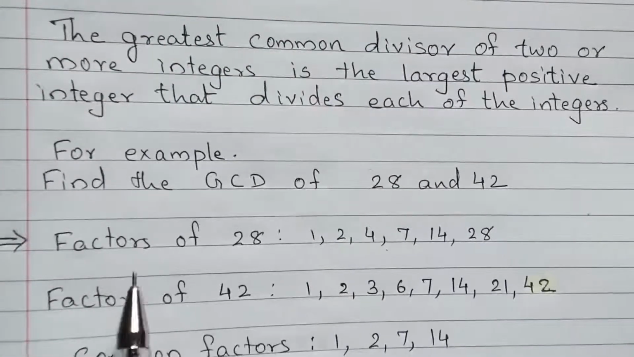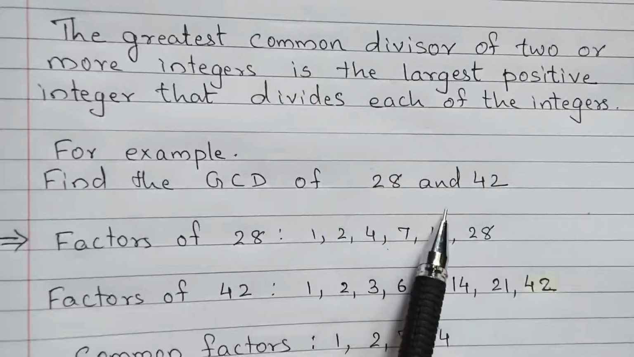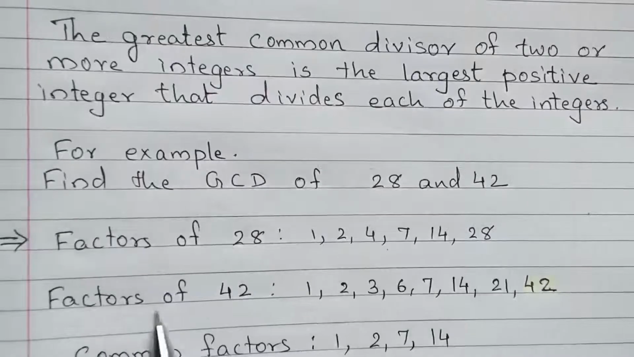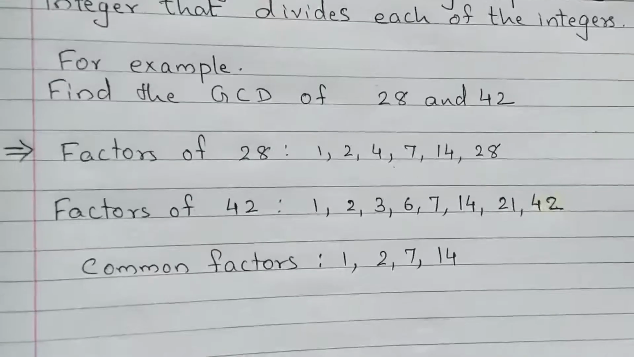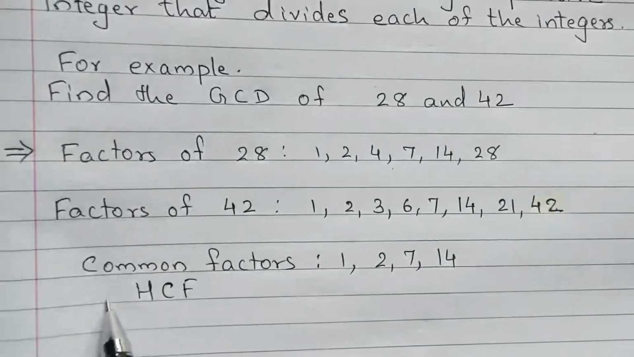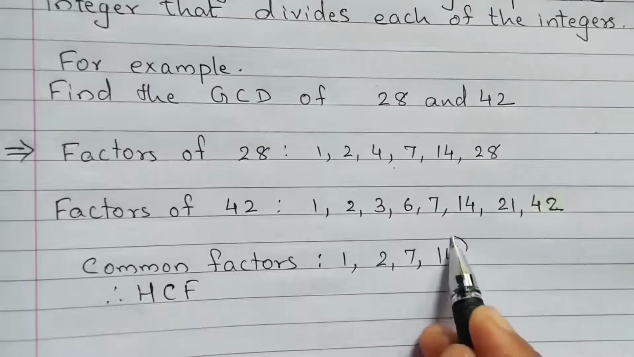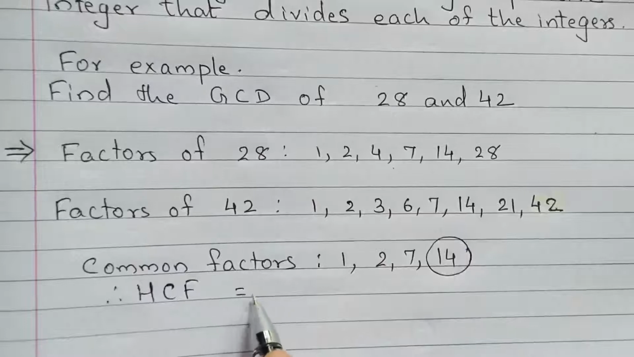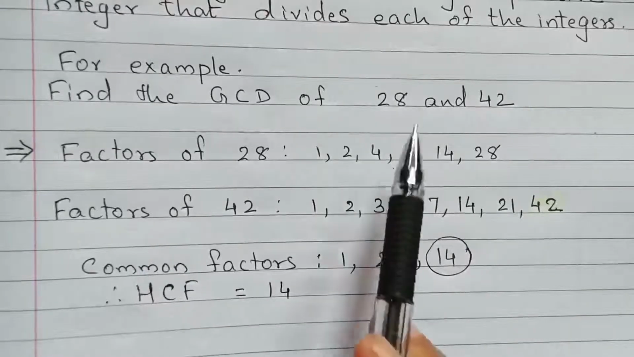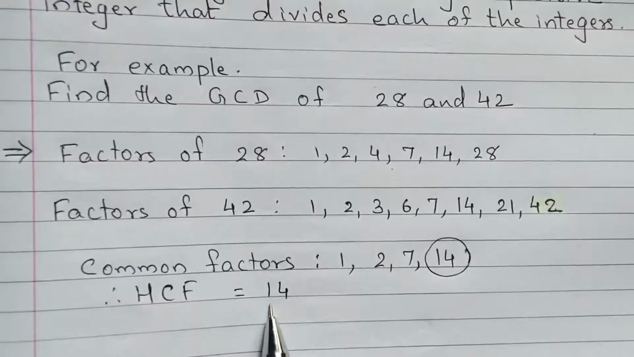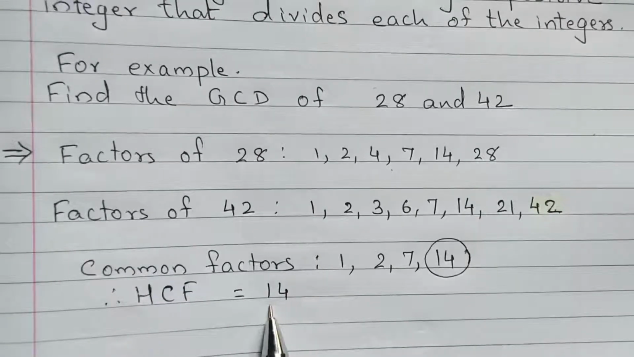Say for example, if you want to find the GCD of 28 and 42, first you will write the factors of 28, the factors of 42, then take out the common factors and then write the HCF. Now if these are the common factors, the highest number among these is 14. So the HCF of 28 and 42 is 14. You had studied this method in the previous class.